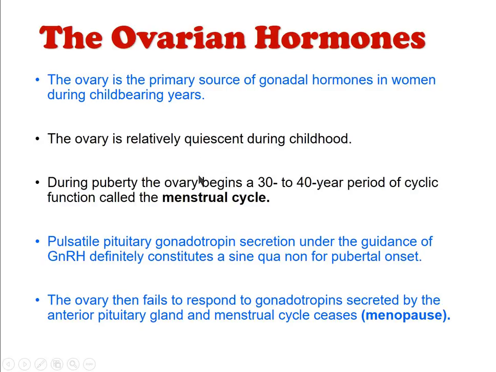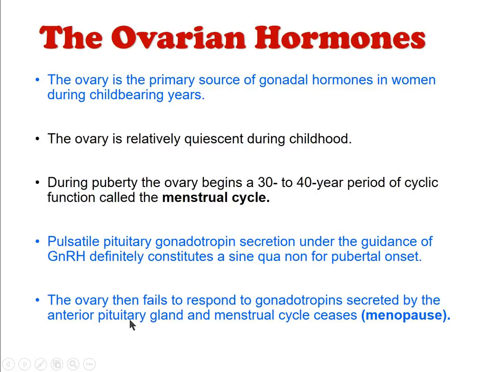Okay, so now we know what all these hormones do in terms of the menstrual cycle and their possible role in pregnancy. Make sure that you know what the ovarian hormones are. The ovary is the primary source of gonadal hormones in women, and what triggers that? Pulsatile pituitary gonadotropin secretion. That's absolutely necessary for the onset of puberty.